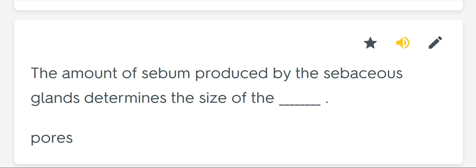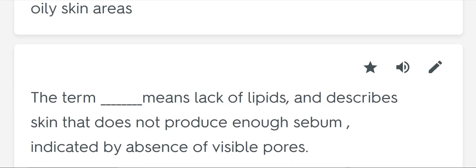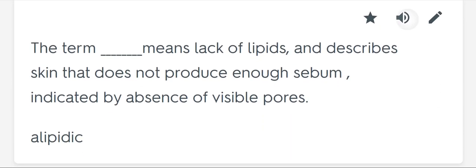The amount of sebum produced by the sebaceous glands determines the size of the pores. Obvious pores on the surface of the skin indicate oily skin areas. The term alipidic means lack of lipids and describes skin that does not produce enough sebum, indicated by absence of visible pores.